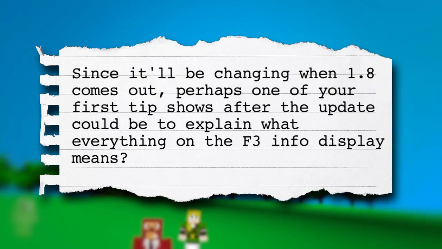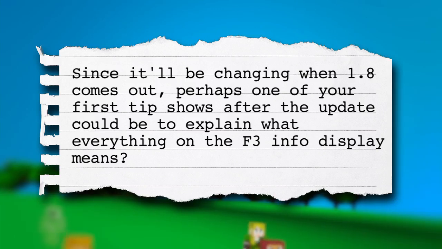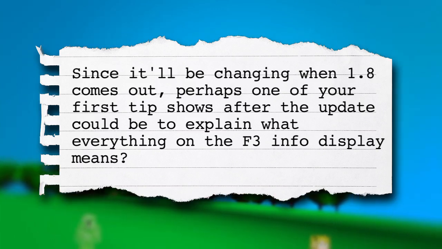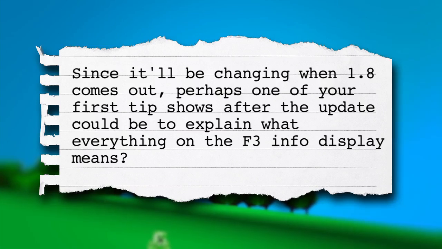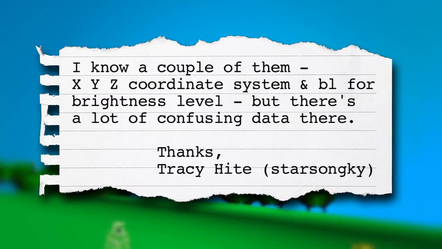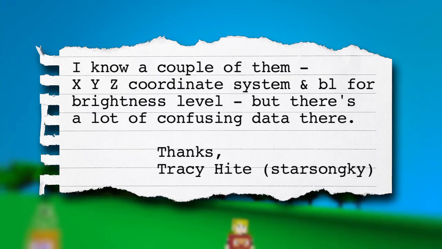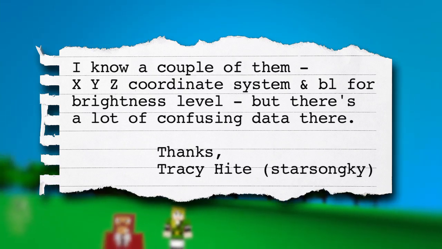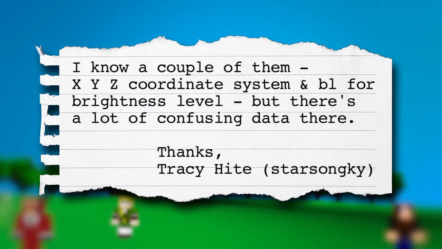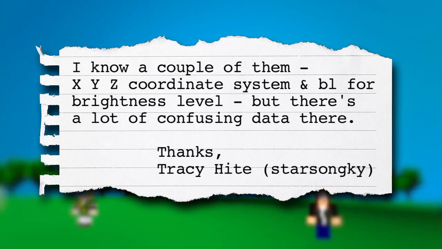Since it'll be changing when 1.8 comes out, perhaps one of your first tip shows after the update could be to explain what everything on the F3 info display means. I know a couple of them, like X, Y, and Z coordinate systems and BL for brightness level, but there's a lot of confusing data there. Thanks, Tracy.